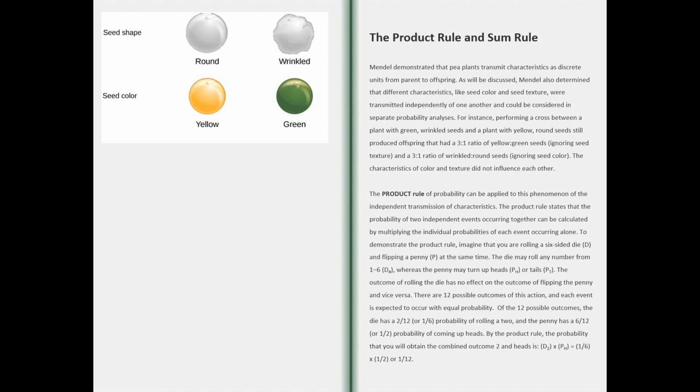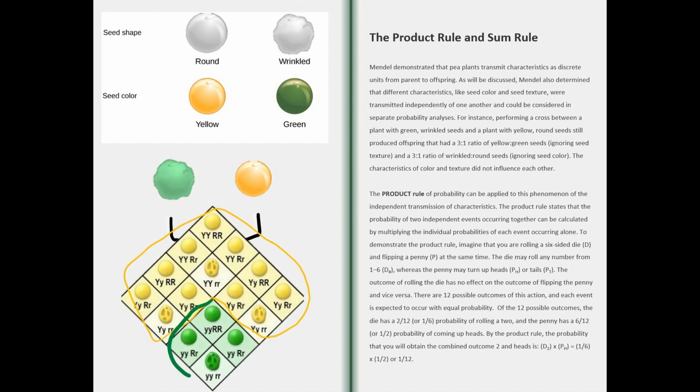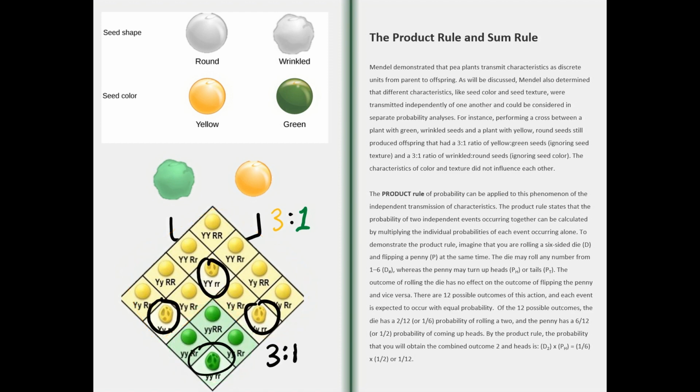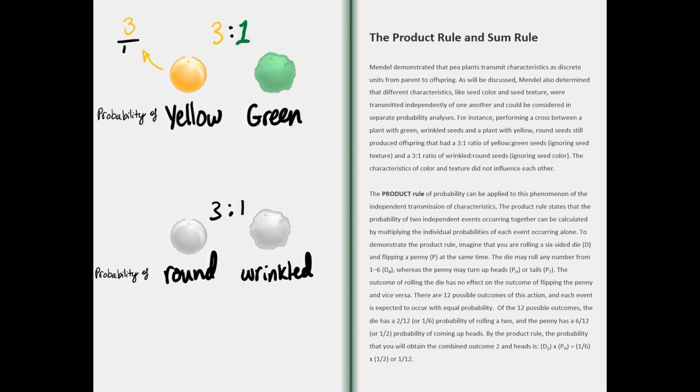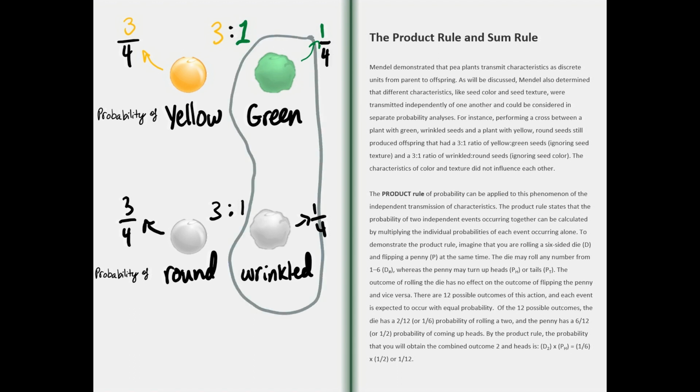For instance, performing a cross between a plant with green, wrinkled seeds and a plant with yellow, round seeds still produced offspring that had a 3-to-1 ratio of yellow to green seeds, ignoring seed texture, and a 3-to-1 ratio of wrinkled to round seeds, ignoring seed color. The characteristics of color and texture did not influence each other. The product rule of probability can be applied to this phenomenon of the independent transmission of characteristics. The product rule states that the probability of 2 independent events occurring together can be calculated by multiplying the individual probabilities of each event occurring alone.